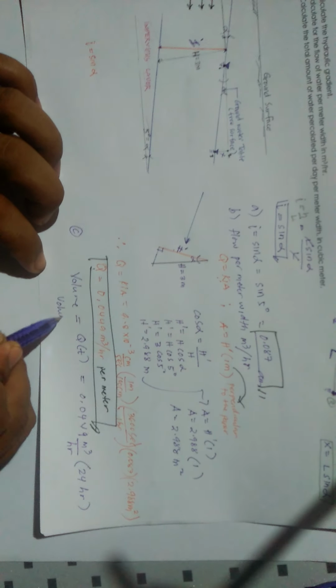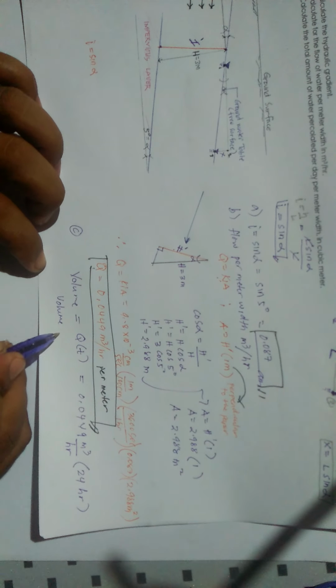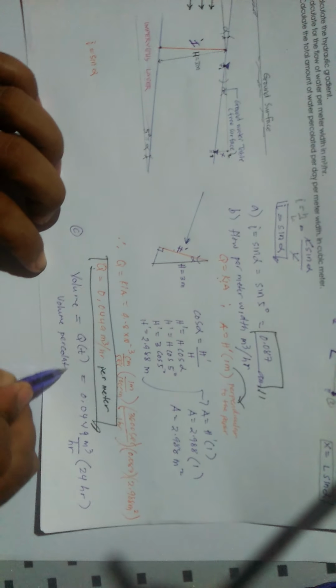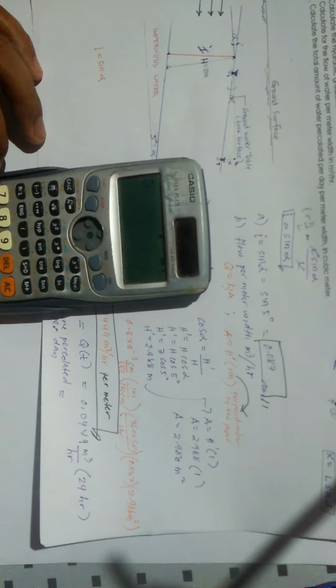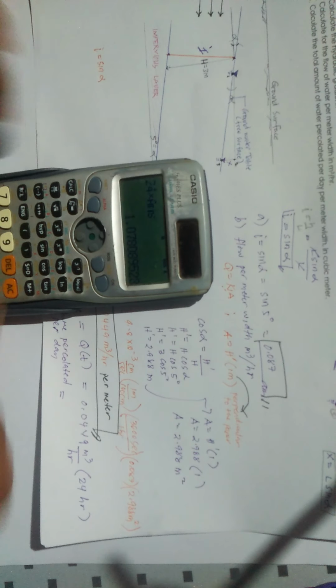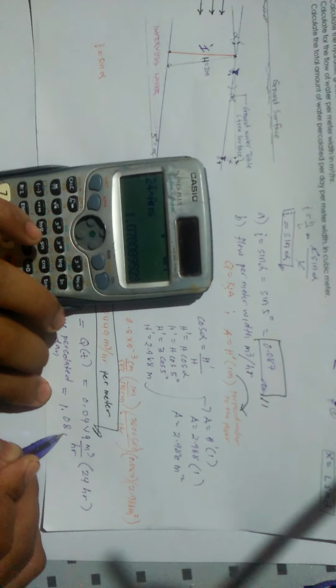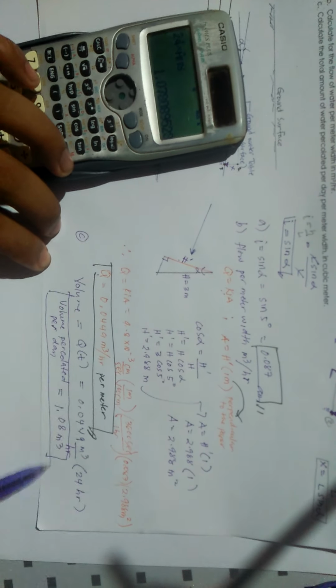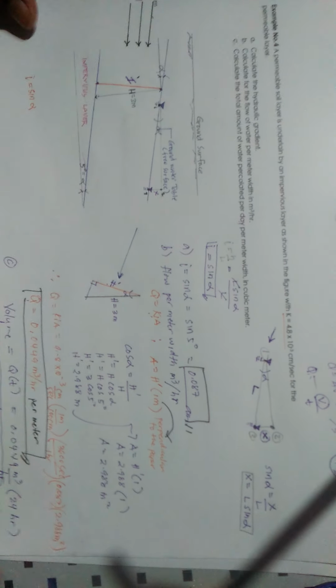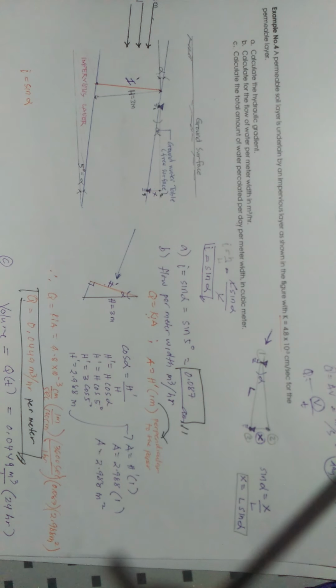Ang volume mo percolated per day is simply equal to times 24 lang natin. Ayan, 1.08 cubic meter. Okay? So, ganyan lang. I hope na nakaka-follow kayo at naintindihan. So, again, thank you guys and let's proceed for your example number 5. God bless.